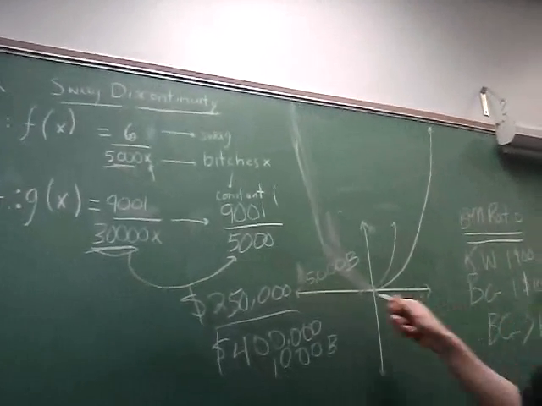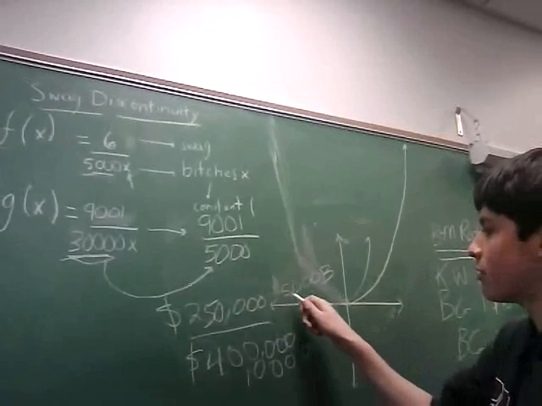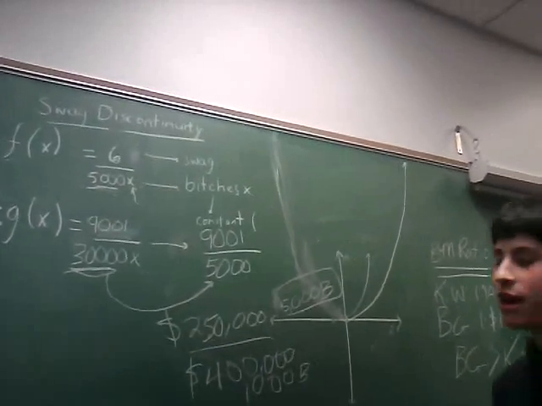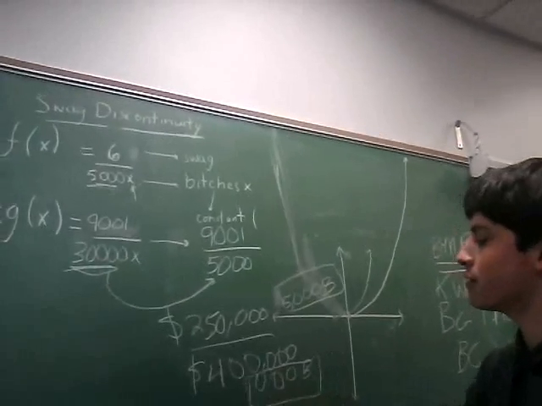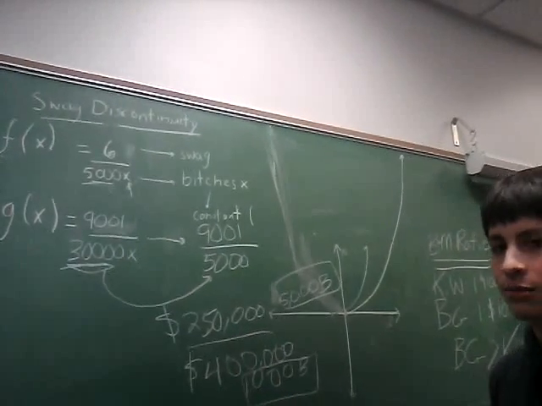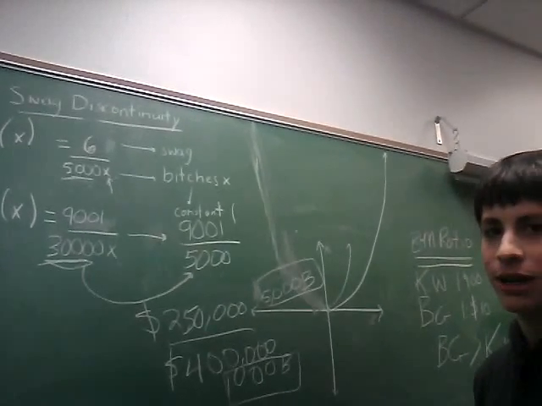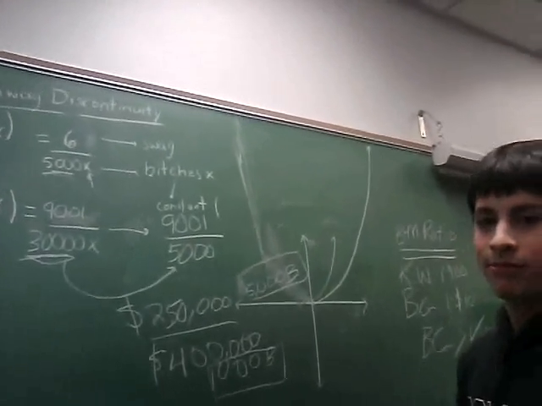See, it comes down to preferences. We know Base God prefers bitches over money. So I think they're both happy. I think Kanye would be happy with 1,000 bitches and more money than Base God. So that's pretty much it. That's all I really need to know about swag discontinuity. Easy.